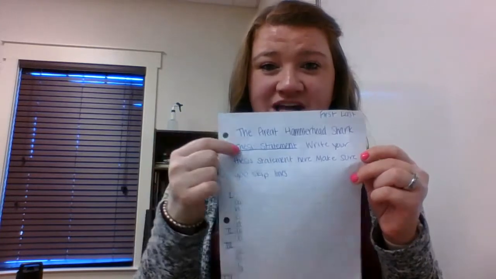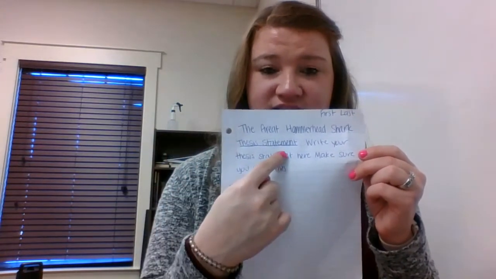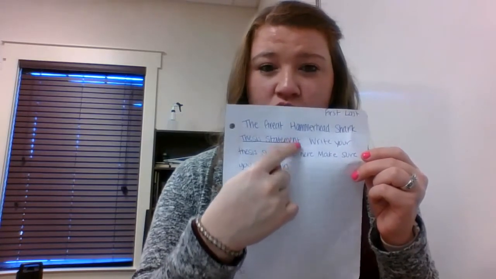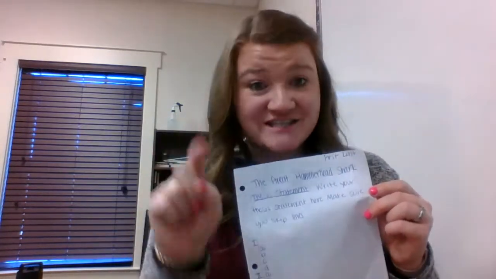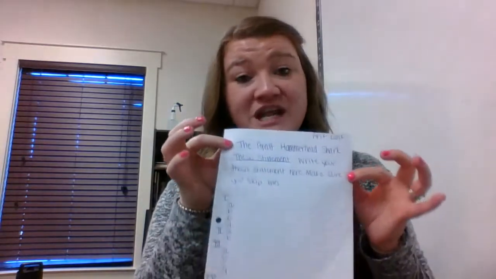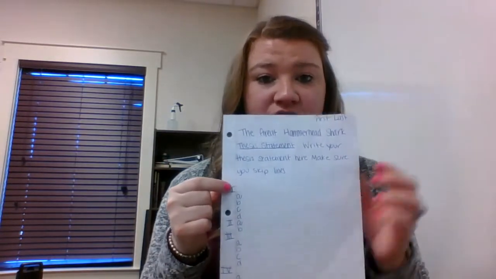Okay. Then you are going to write thesis statement. So you'll write thesis statement. And then you'll put a little colon. And then you are going to write your thesis statement, not mine, not the one in the outline, your thesis statement. Make sure this is written in blue or black ink and that you skip lines when you are writing your thesis statement. Okay? Then you will come below that and you will write your outline for the paper.